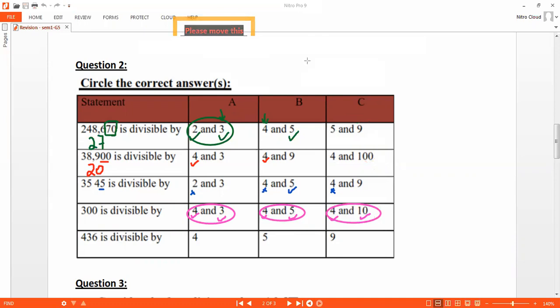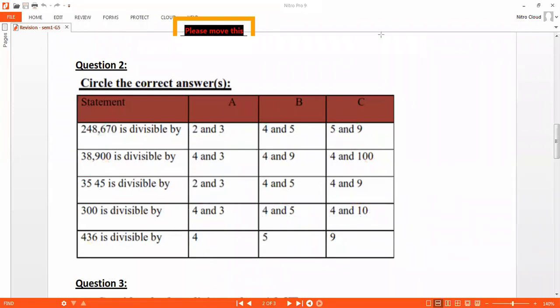Now let us do the last one. We have 436. We have here 36, so it's divisible by 4, and it's not divisible by 5. Let us check the 9. So 4 plus 3 is 7, 7 plus 6 is 13, so no, it's not divisible by 9, so the only correct answer is 4.